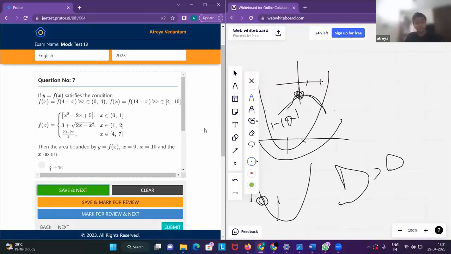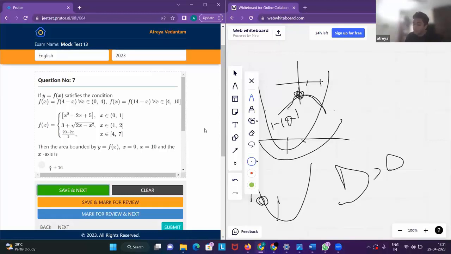10 incidentally stops at the mirror image of 4 to 7. So if we integrate, you'll get 4 into 1 plus the integral from 1 to 2 of 3 plus square root of 2x minus x squared. If we complete the square, we'll actually get 1 minus x the whole square dx. And of course, remember that this is multiplied by 2 because we are essentially doubling the area.